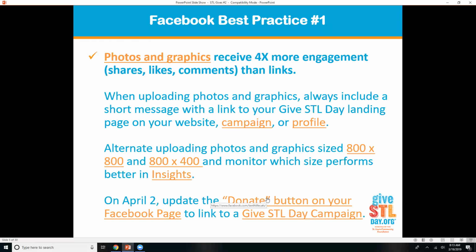So the least number of clicks, the better, with the exception of your Giving Day landing page, if it's attractive, if it has all those things that I mentioned before: sign up for our email newsletter, follow us on social media, sign up to become a social media ambassador, fundraise for our Give STL Day campaign.